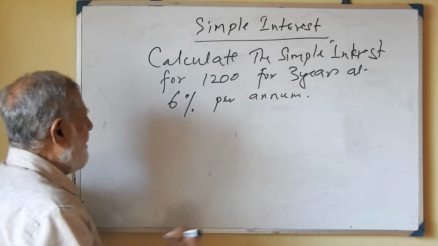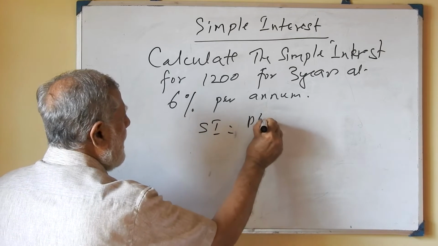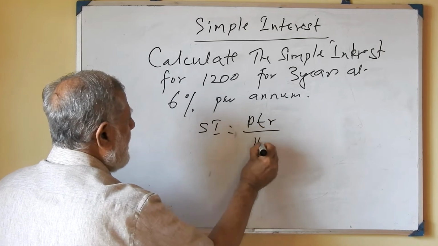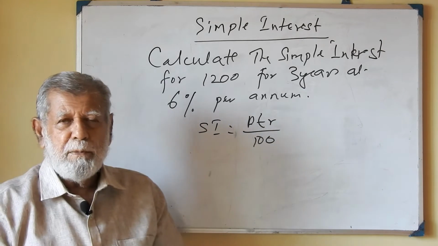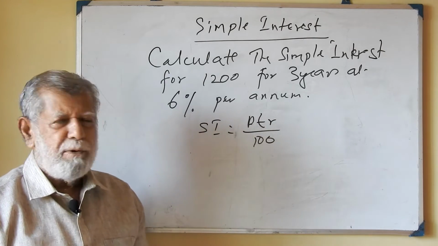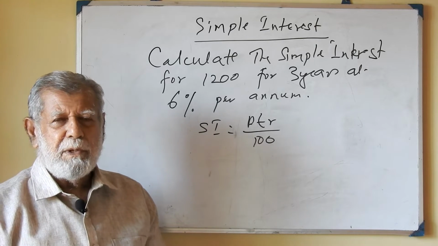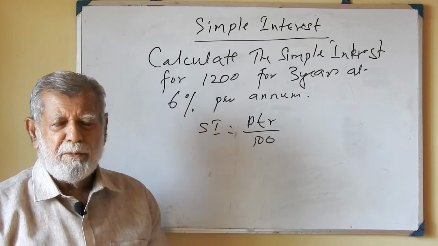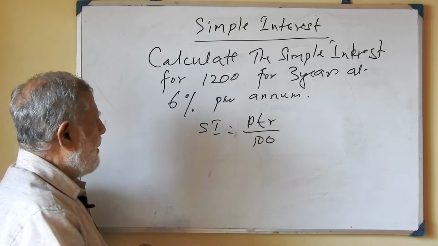There is a simple formula for simple interest. Simple interest is equal to PTR over 100. Now I told you, you should maintain a formula book where you can write down all the formulas and memorize them. Then it will be easy for you all. Otherwise you will have to refer to the books and find out where you wrote the formula, and you will forget. So write this immediately onto your formula book.